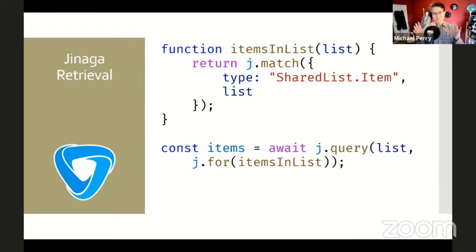Okay, this is the part you have to really noodle over. It takes a little bit to get your mind around it. But a specification function is like a template. It's the shape of the data that you want to match. So here, I want to match everything that's a shared list item that is related to this list. I'm just giving it this specification and saying, okay, find me facts that look like this. And I want you to start from a particular list. So let me show you how that ends up in code.